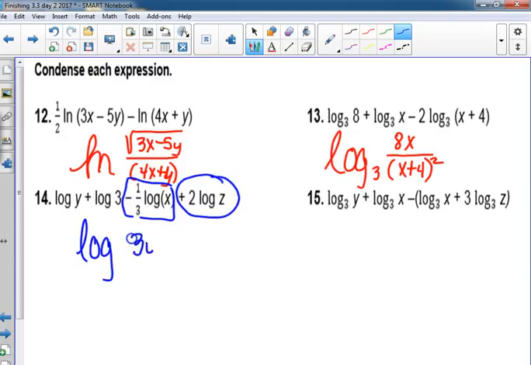Okay, 3y, right, from here. And then a z squared, all in the numerator, over the cubed root of x. I didn't write that cubed root very well, but everybody okay? Oh, this one has a parenthesis. So who's got this one? Go ahead, Michael.